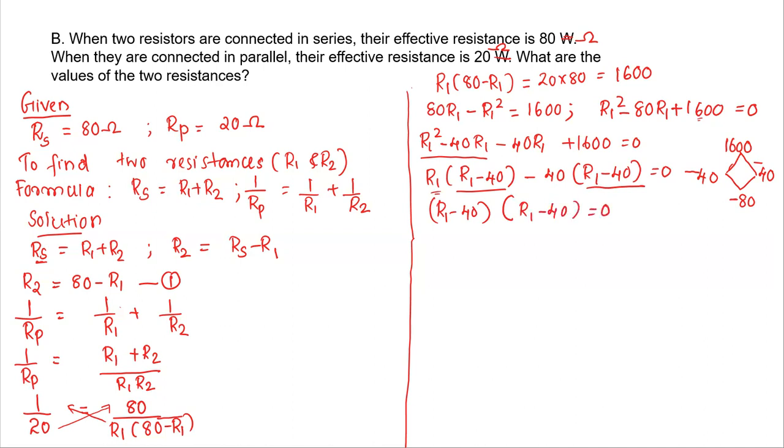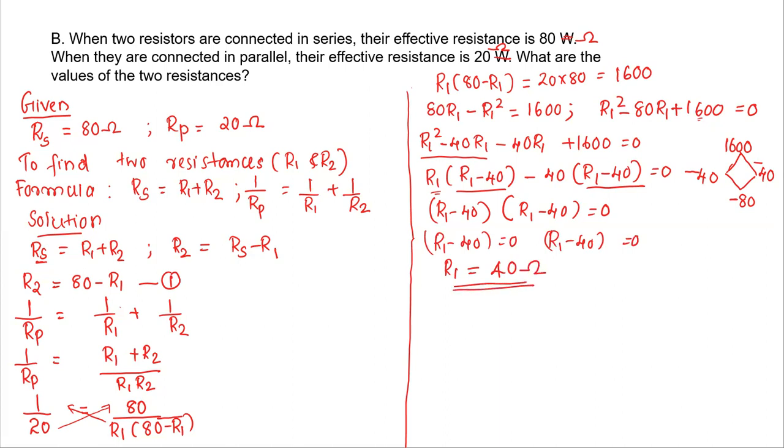Okay. Now we have to equate it to 0. R1 minus 40 is equal to 0. Here also that only. R1 minus 40 is equal to 0. Okay. So what is the value of R1? Take minus 40 to the other side. You will get the value of R1 as 40 ohm. So we got R1 as 40 ohm.